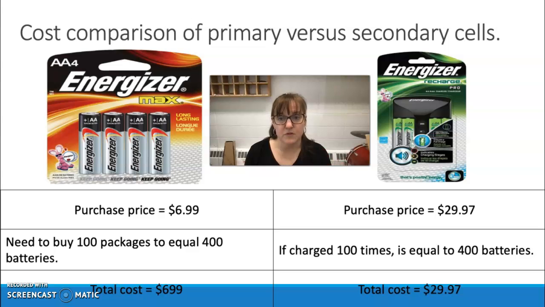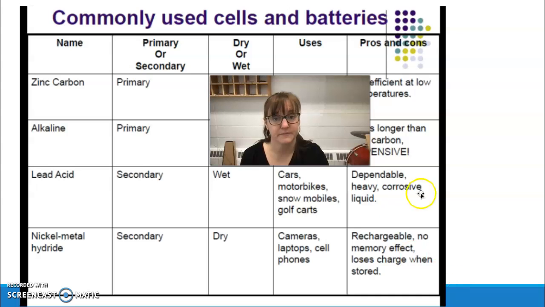When you look at the comparison between buying primary versus secondary cells, you look at the first price and you're like, oh, of course I'm going to buy these single use batteries, because on primary batteries, why wouldn't I? It's $6.99 compared to $30. Oh my goodness. But if you had to buy 400 batteries over the lifetime of whatever you need your battery for, this is going to end up costing you $700. Whereas with these secondary cells, that $30 up front is all you'd ever need to get the equivalent of your 400 batteries.